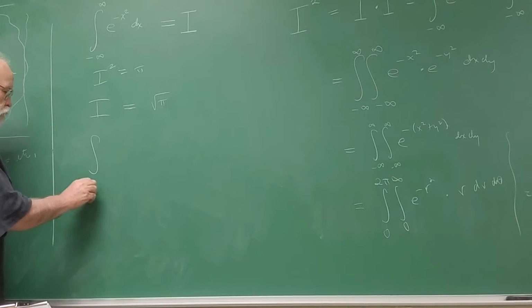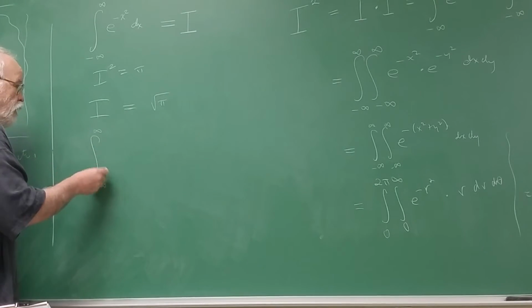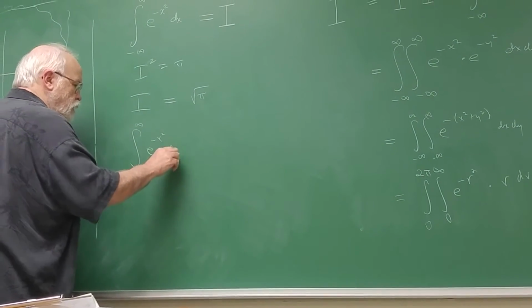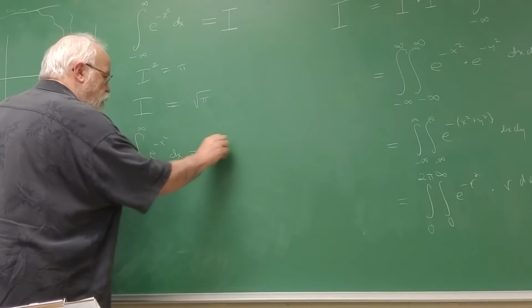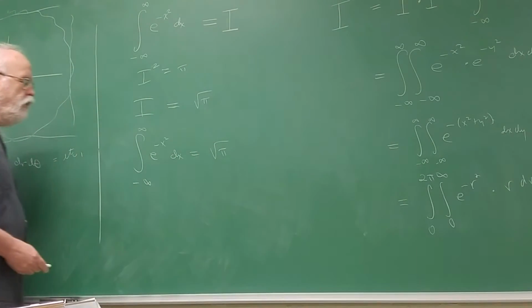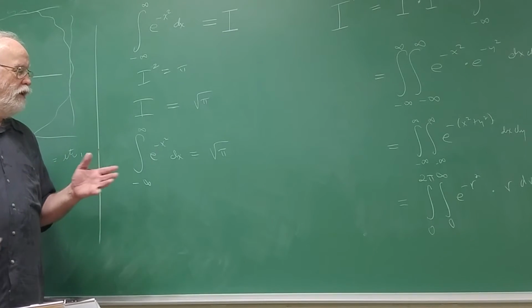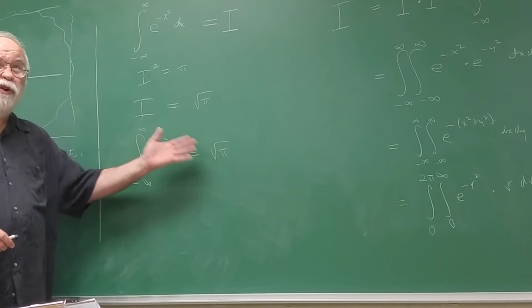So the integral from minus infinity to infinity of e to the minus x squared dx equals the square root of pi. And when you look at that, you think, how could you possibly have an elementary function antiderivative? How could you possibly write down an elementary function that would give you the square root of pi?